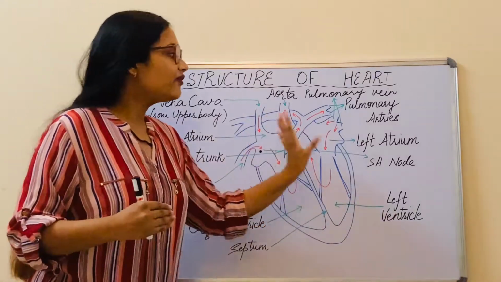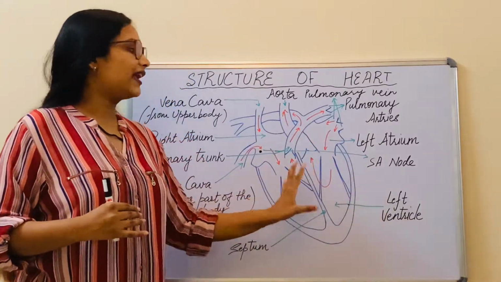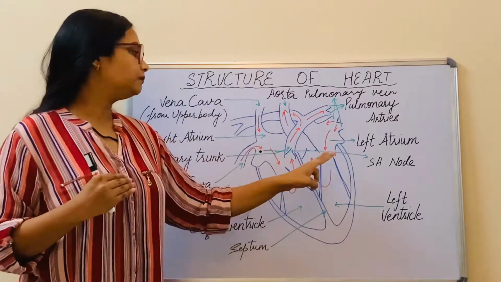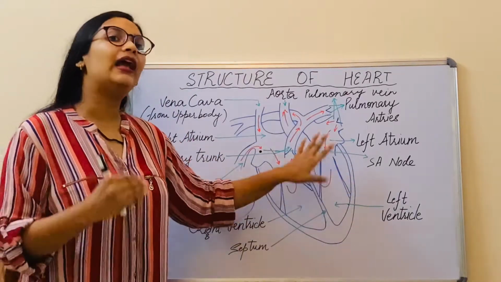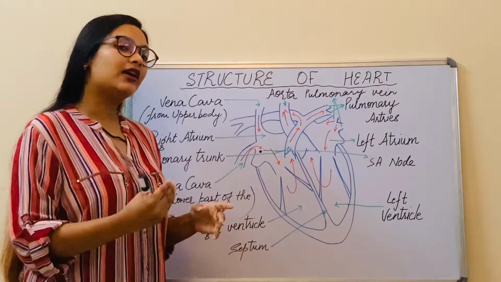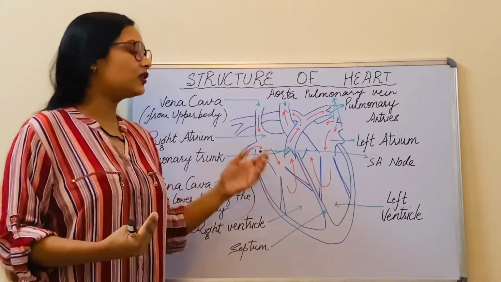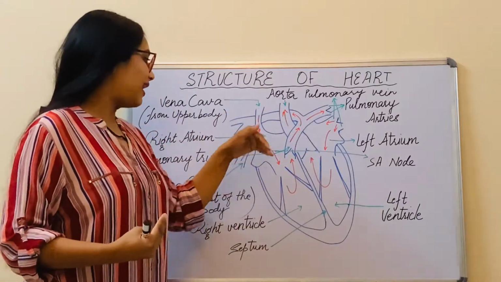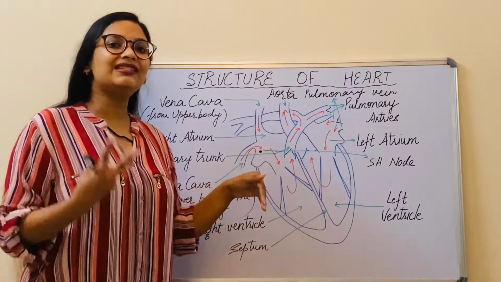Now, the left side of the heart contains only two cusps. So this is the bicuspid valve or the mitral valve because it only contains two cusps. Whereas the right side contains three cusps.